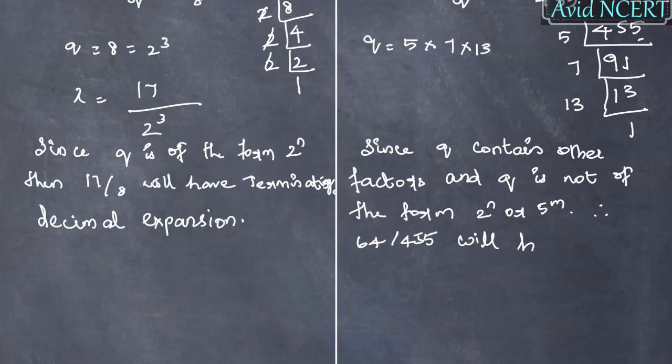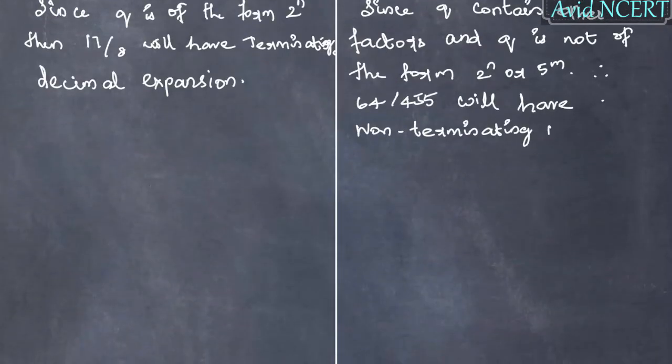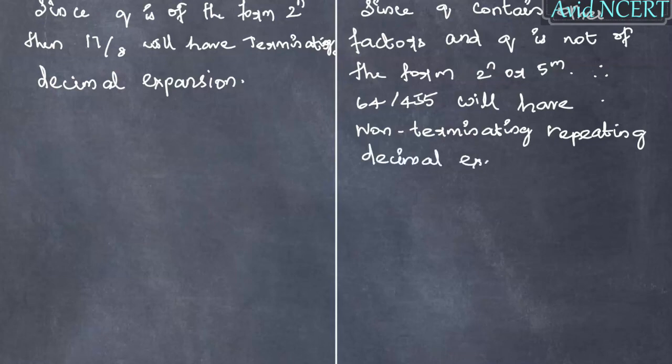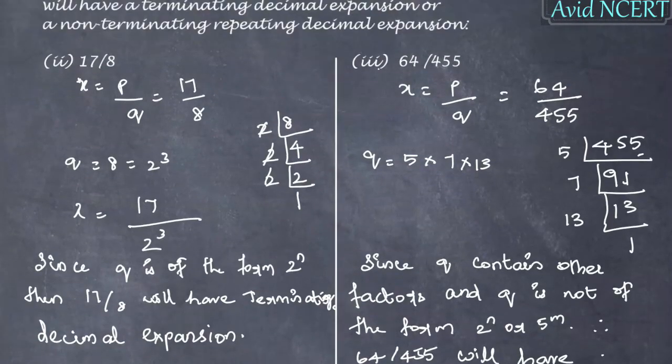Will have a non-terminating repeating decimal expansion. So this is how we have to conclude this type of problem.